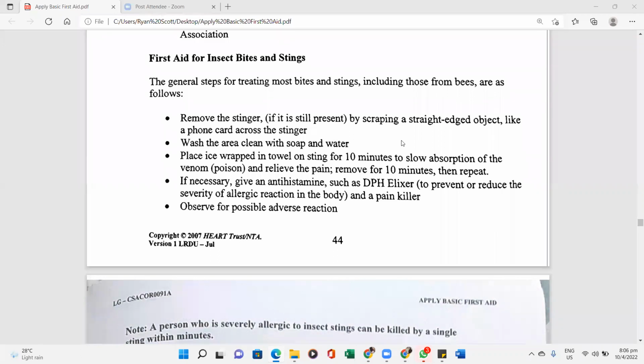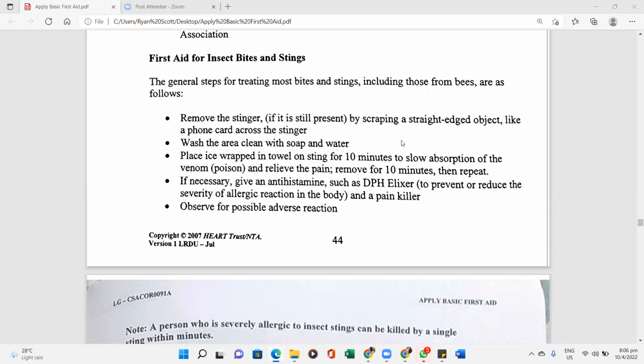And you use like a phone card. You can use a phone card, like a credit card or something, and you scrape it out, okay? After you sterilize it, that is. It says wash the area clean with soap and water. Place ice wrapped in a towel on the sting for 10 minutes to slow absorption of the venom or poison and relieve the pain, and then remove for 10 minutes, then repeat. If necessary, give antihistamines such as DPH elixir, right, to prevent or reduce the severity of the allergic reaction, and you can also give painkillers, okay?